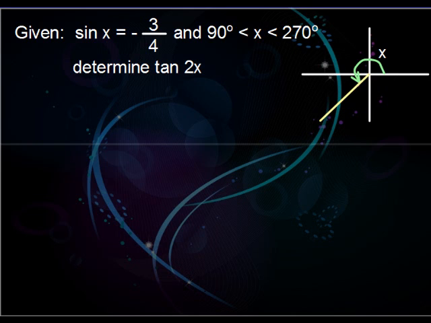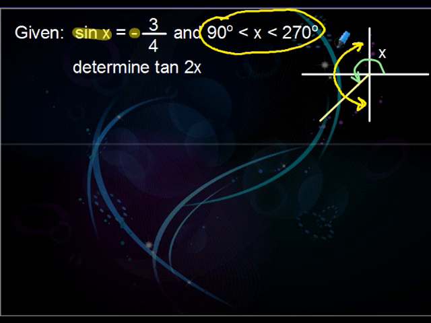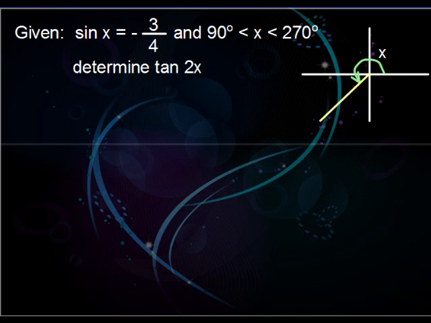We know this for two reasons. First of all, the angle is between 90 and 270, which puts us between quadrants 2 and 3. That's the first reason. The second reason is this. The sine is negative. The sine is not negative in quadrant 2, nor is it in quadrant 1, which doesn't concern us here, but it is negative in quadrant 3. So that's how we know.